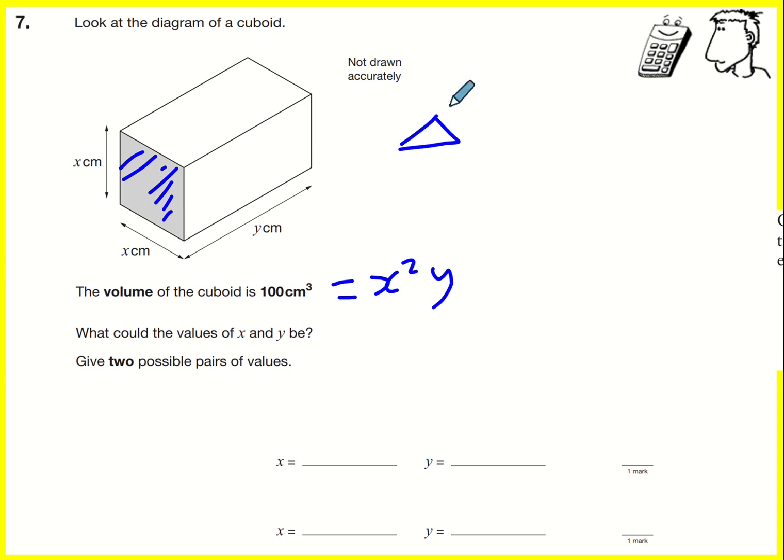But if you had something like a triangular prism, then the cross-sectional area wouldn't just be x times x. It would actually be half x times x, and then you would times by y, for example. I just wanted to go into a little bit of detail on that.